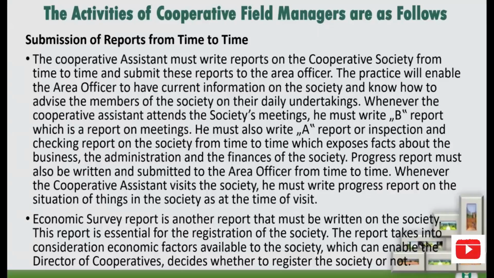He should write reports on the cooperative societies from time to time, and the practice will enable the area officer to have current information on the societies and know how to advise members of the society on their daily undertaking. Whenever the cooperative assistant attends a society's meeting, he must write the B report, which is a report on meetings. He must also write an inspection and checking report on the society from time to time, which exposes facts about the business, the administration and the finances of the society.